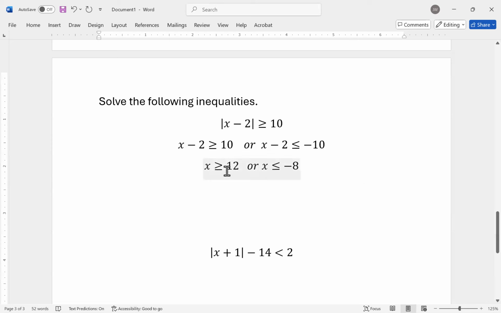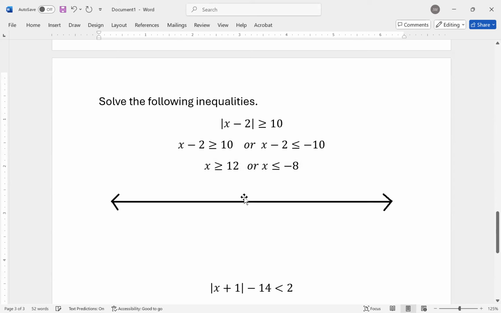This gives me two inequalities that are going to interact with each other. Now, the way they interact can be shown on a number line. So that's what I'm going to do. I'm going to draw a number line. 12 is somewhere over here, over on the right. And then negative 8 is over here to the left of that.